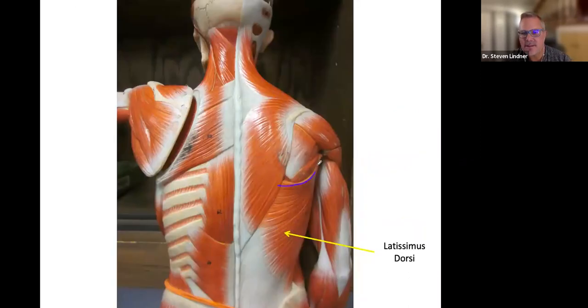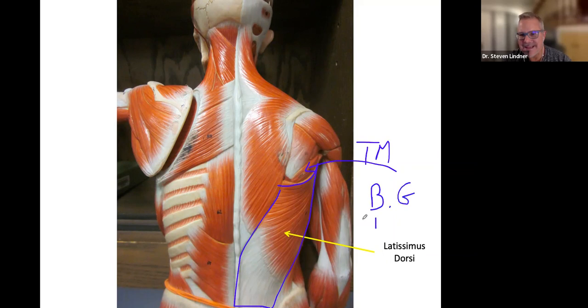There's your lats. We call it lats, but you'll need to write the full name, latissimus dorsi, and there's its cousin teres major, not to be confused with teres minor. That's teres major, but they both have the same insertion site. Teres major and latissimus dorsi both insert on the bicipital groove, also known as the intertubercular groove.